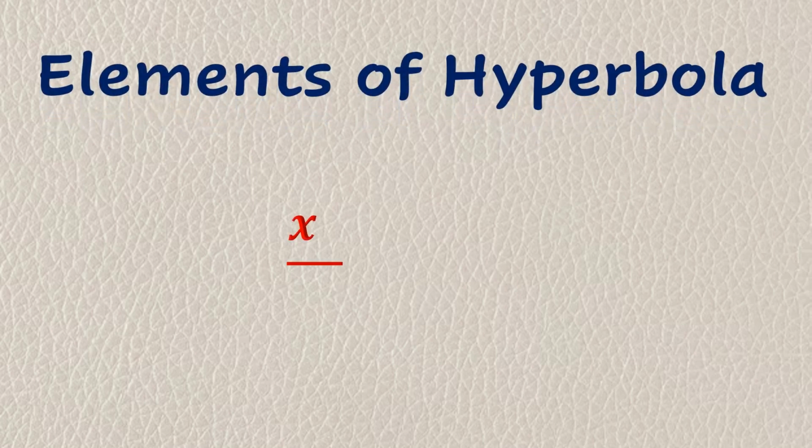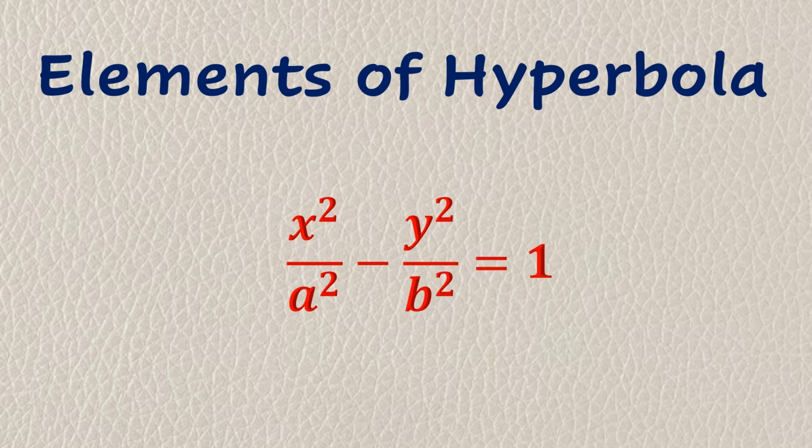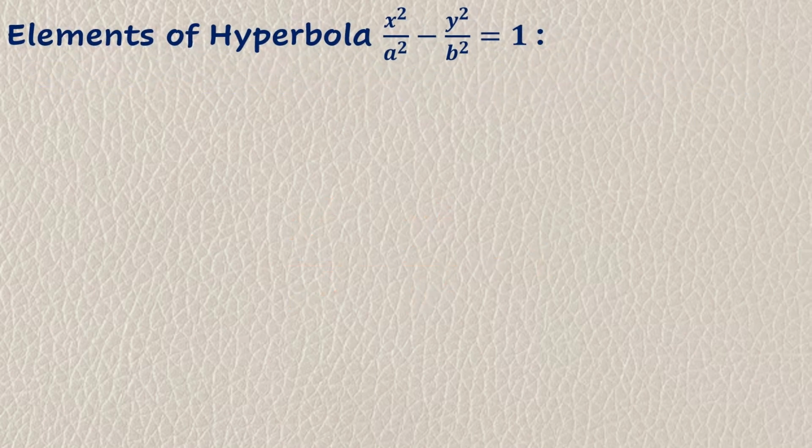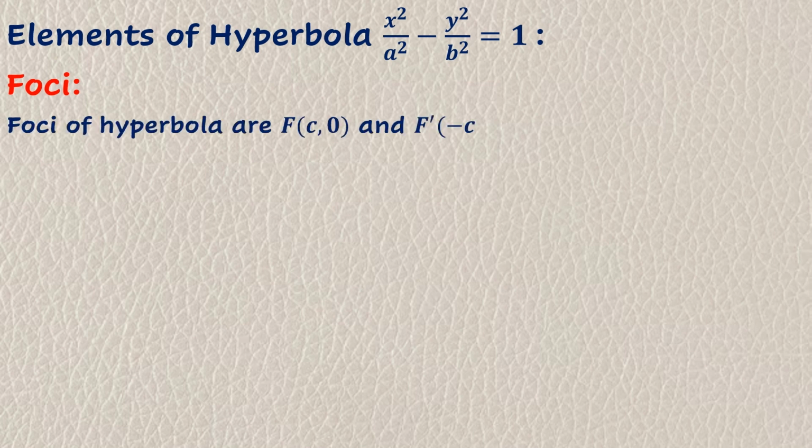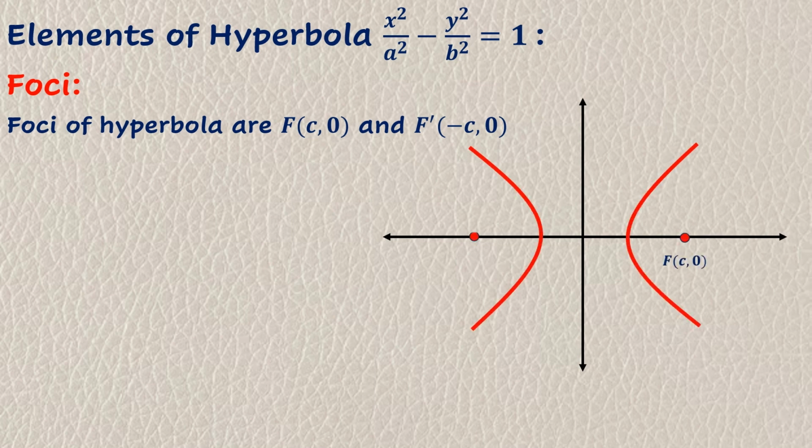In this video, we are going to discuss the elements of the standard hyperbola x square over a square minus y square over b square is equal to 1. Foci of this standard hyperbola. Foci of hyperbola are F(c, 0) and F dash (minus c, 0).